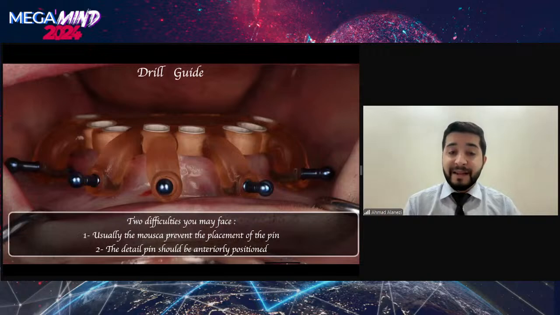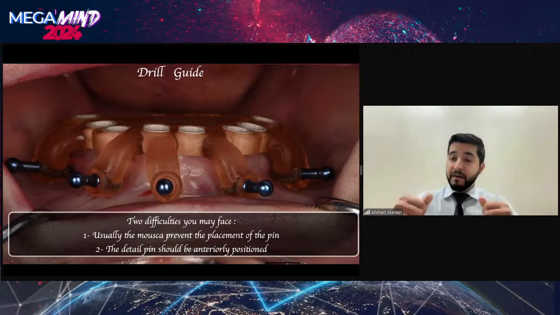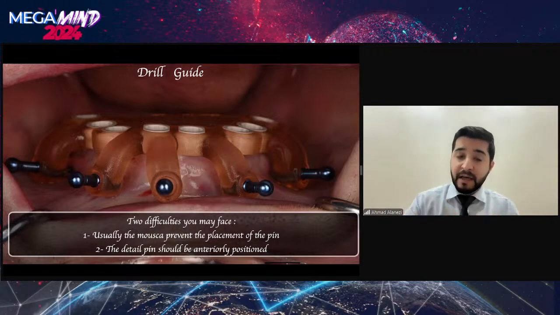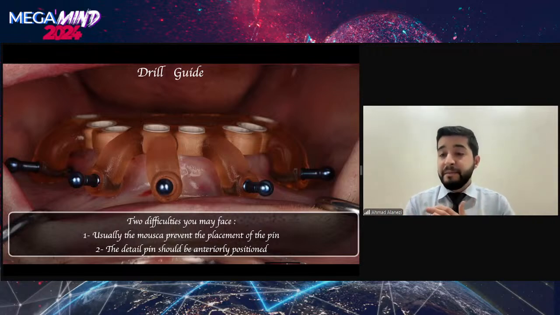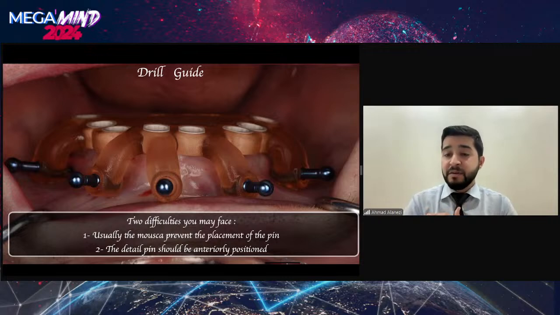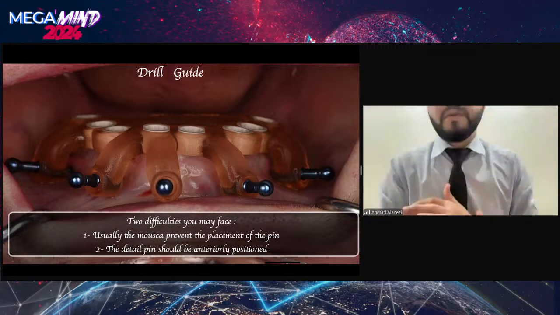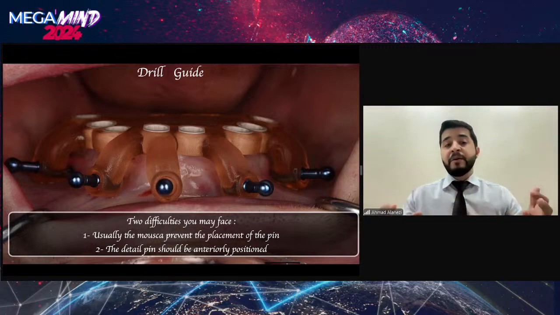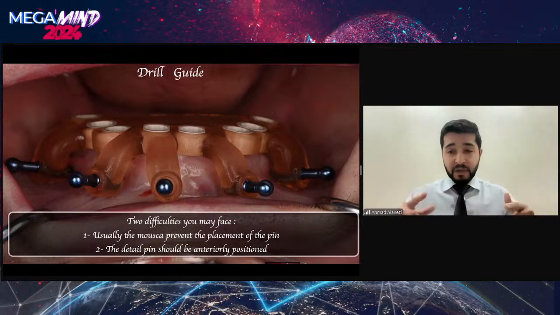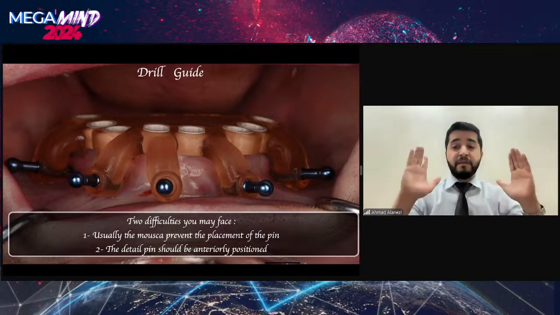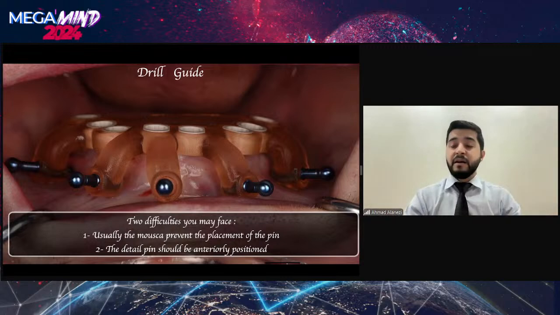Then you move into the next guide, which is the drill guide, and you put your drill guide. The difficulty here is that sometimes the mucosa acts as a barrier, so you'll be struggling placing those pins. The solution for that is to place the pins in attached, keratinized mucosa rather than in non-attached mucosa. And the second is to increase the number of pins as much as possible, but make sure the posterior pins are facially placed, so you can easily put them and remove them during surgery.